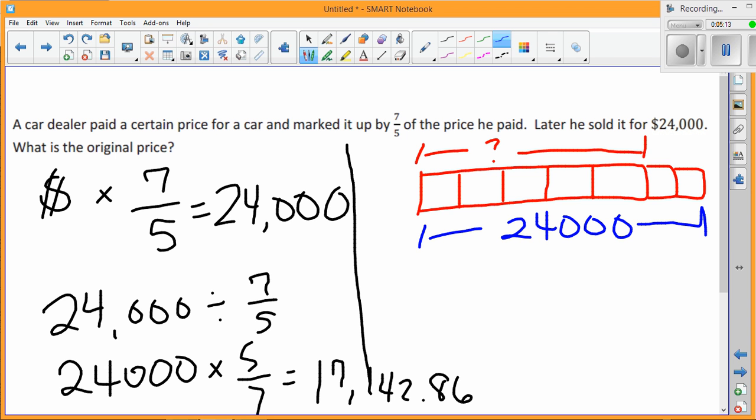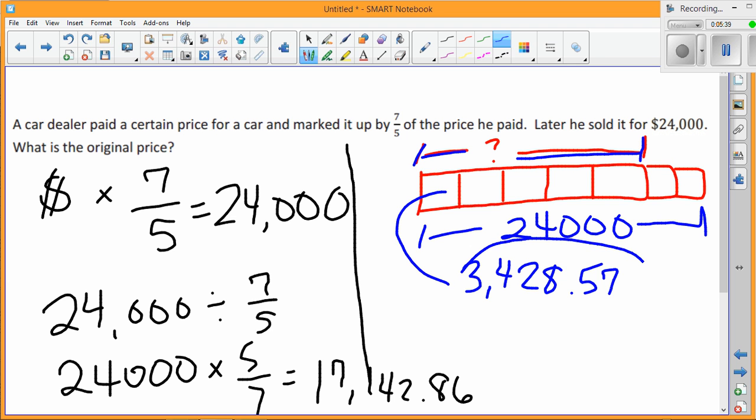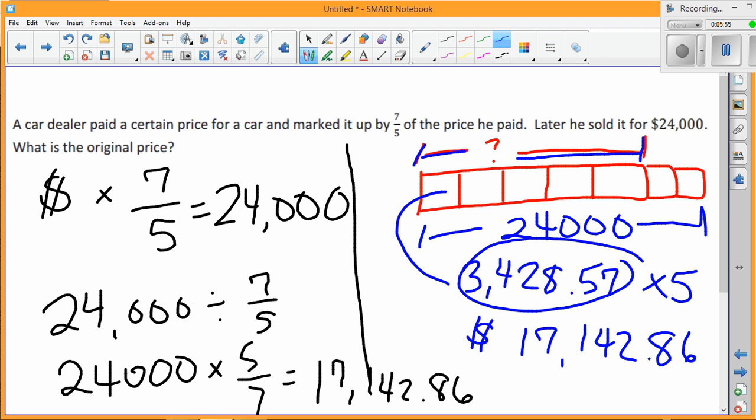So we need to figure out how much each fifth is. We would take 24,000 and divide it by 7, and that means each square is worth $3,428.57. Then to figure out just this chunk right here, we would take this and multiply it by 5. When we do that, we should get the same answer. The car cost him $17,142.86.